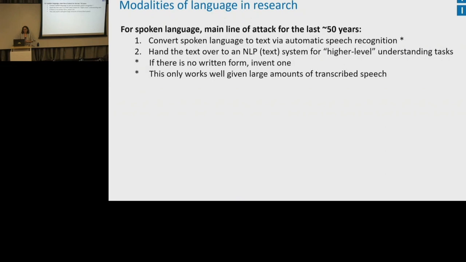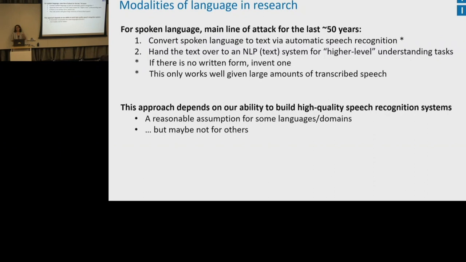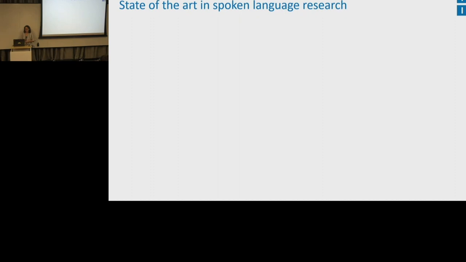We've talked about this main paradigm of research on spoken language. And this approach really depends on our ability to build high quality speech recognition systems. And this is a reasonable assumption for some languages or some domains where we have lots of training data, but maybe not for others where we have a lot less. So if you remember, there's 7,000 languages in the world. We don't have equal amounts of training data available for all of those languages. Okay.